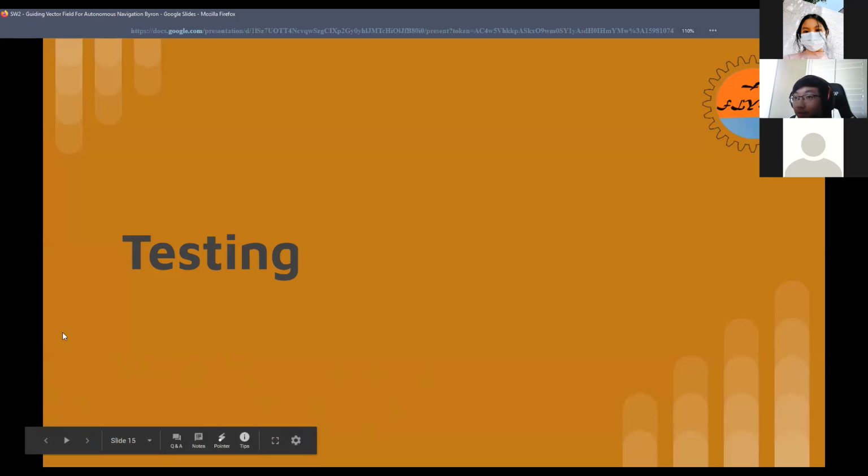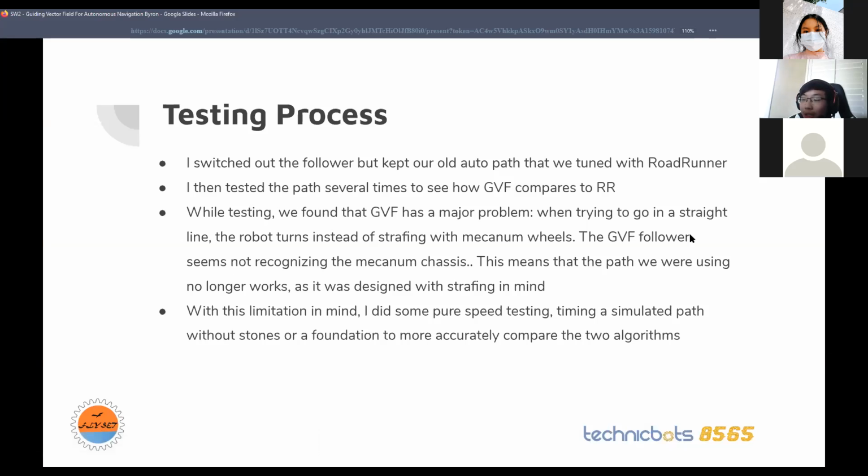So testing. After we have all the implementation done, all we need to do is test the GVF and see how it works. As I described in the implementation, we just switch out the follower, but keep our old auto path that we already tuned, and test the path several times to see how GVF compares to Roadrunner. While testing, we found that GVF, or at least this implementation of GVF, has a big problem.